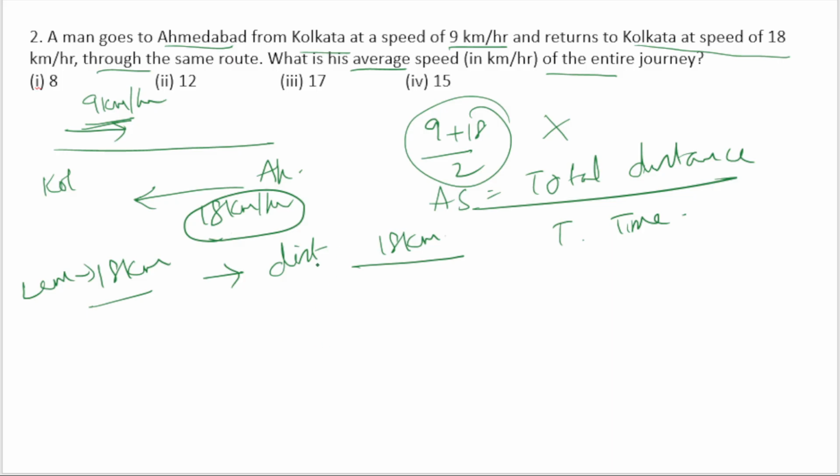See, what is the total distance traveled? He went from Kolkata to Ahmedabad, traveling 18, and again from Ahmedabad to Kolkata, again he traveled 18.